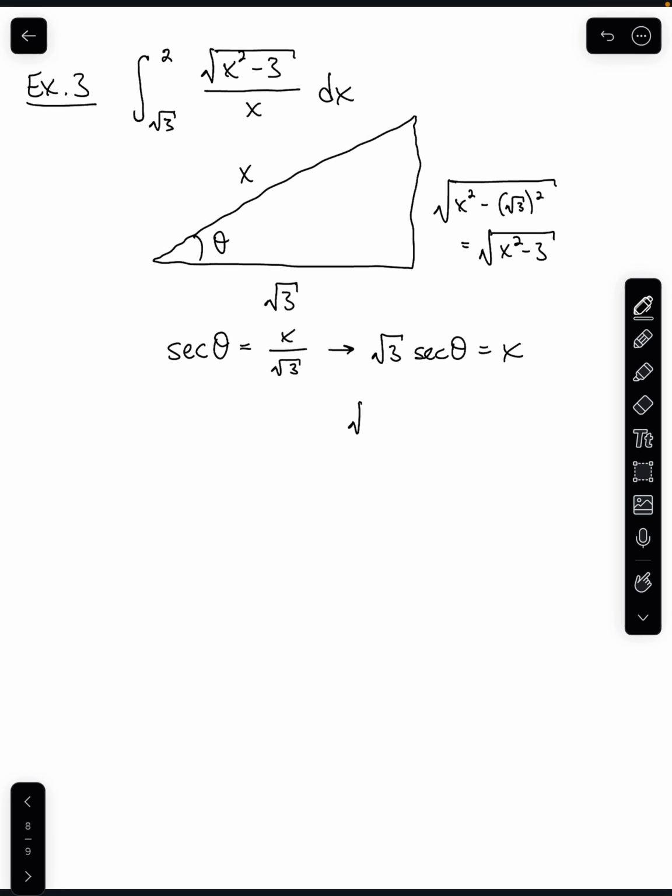Differentiating this produces square root of 3 times secant theta times tangent theta, d theta, is equal to dx. This allows us to rewrite the integral. Now, as we are rewriting it into terms of its new variable, we have not yet converted the limits of integration. So I'm going to be very clear and state that these are x values, the limits of integration, because we have not yet converted them.